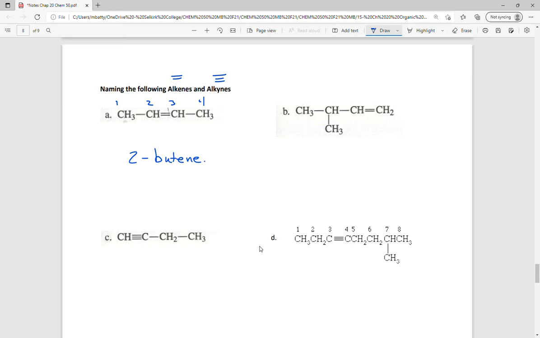Again, with these, I think the easiest way is to find the longest chain first. So this would be, again, a butene, 1-butene, and the side chain would be at the third carbon. So 3-methyl, whoops, it's in there already, 1-butene.